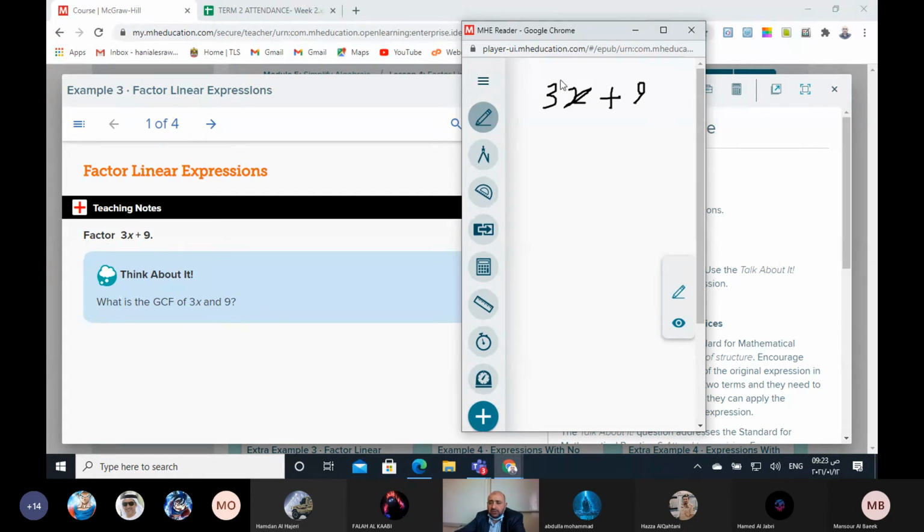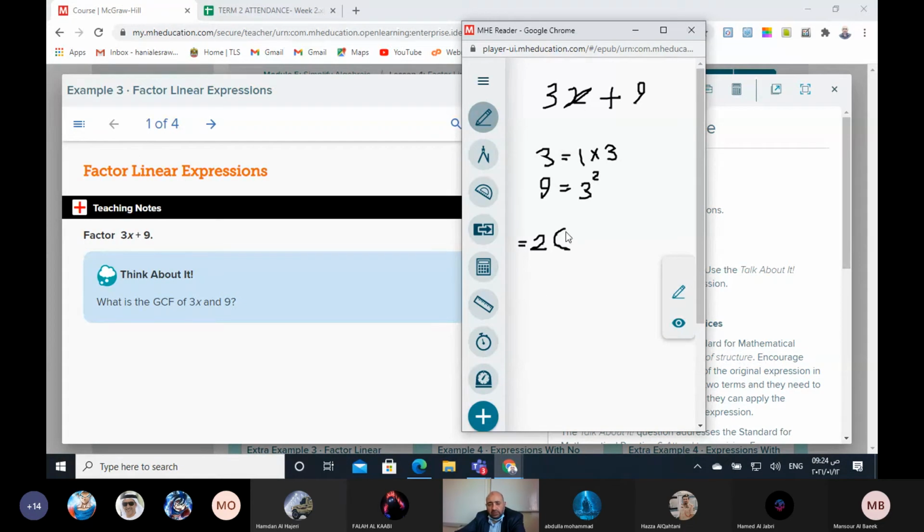The first step: find the GCF between the two terms. So the GCF between 3x and 9. Take the coefficient here, 3, and here we have the constant 9. Then find the GCF between them. 3 is 1 times 3, and 9 is 3 times 3. So the GCF between them will be 3. I cannot take x because here we have x, and here we don't have x. So just 3. Then open parentheses.